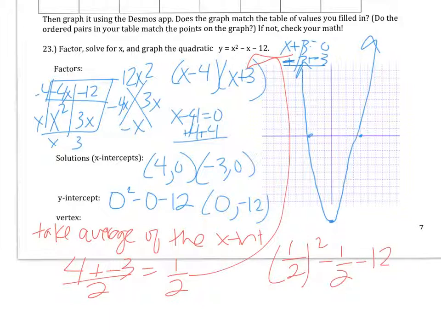And again, we can plug that into the calculator and calculate that. It should give us around negative 12.25, negative 12 1/4. So our vertex is going to be 1/2, comma, negative 12 1/4. So the vertex is that very lowest point of the graph.